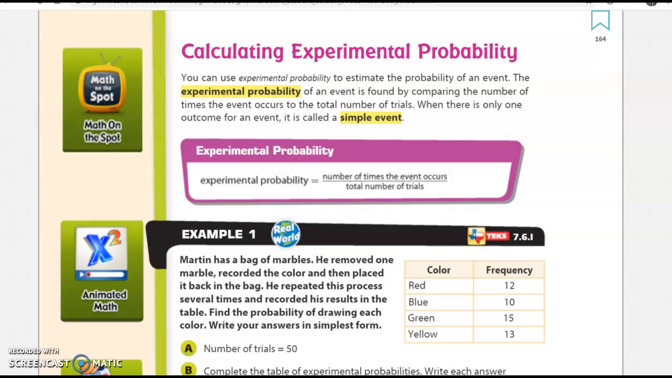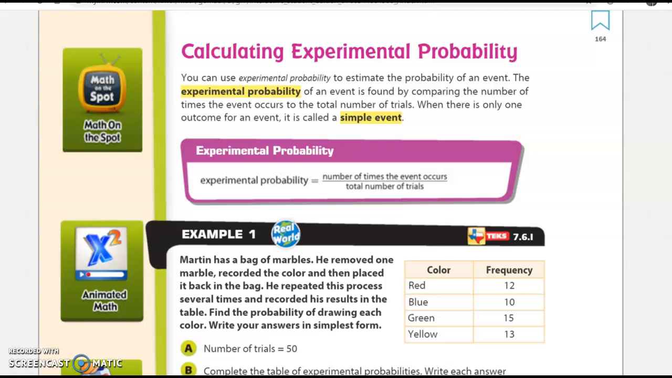So if we look at this particular example, it says that Martin has a bag of marbles. He removed one marble, recorded the color, and then placed it back in the bag. Okay, and that's going to be super important in this particular example. He places it back in the bag. He repeated this process several times and recorded his results in the table. Find the probability of drawing each color. Write your answer in its simplest form.